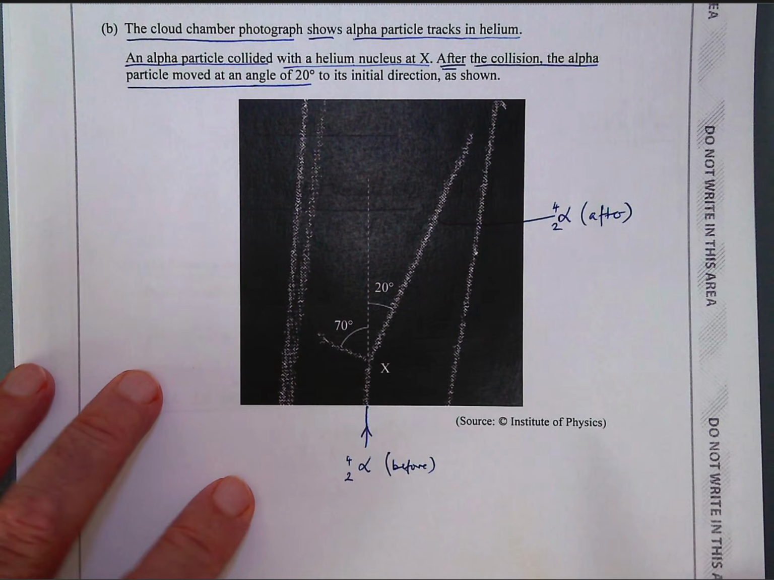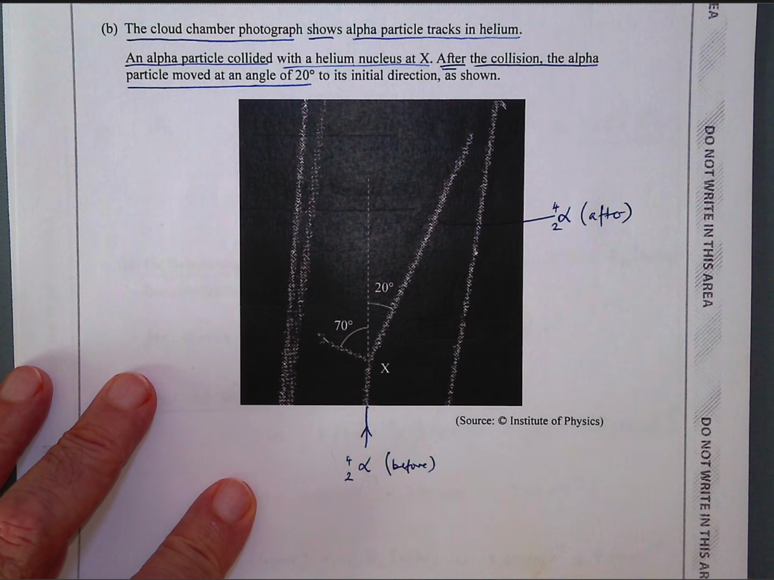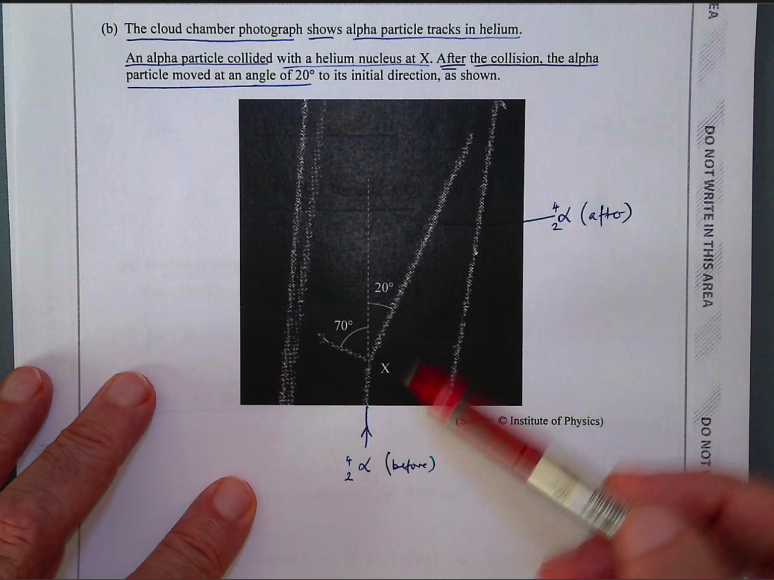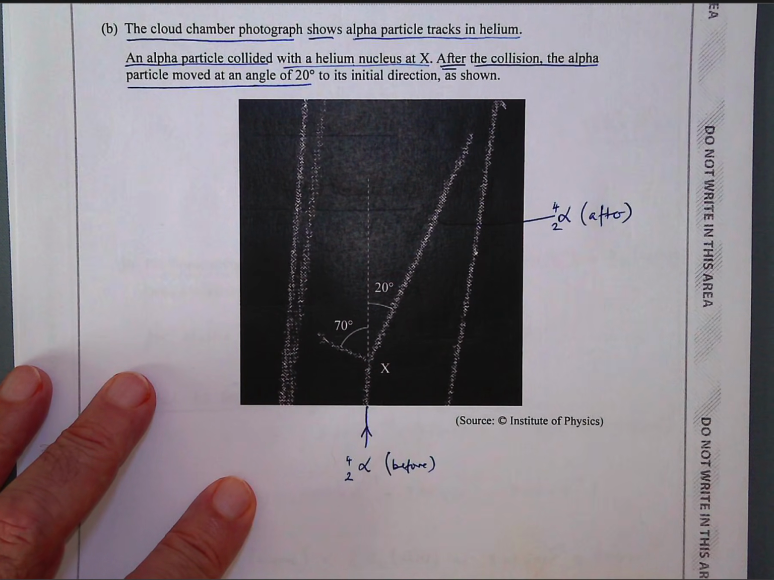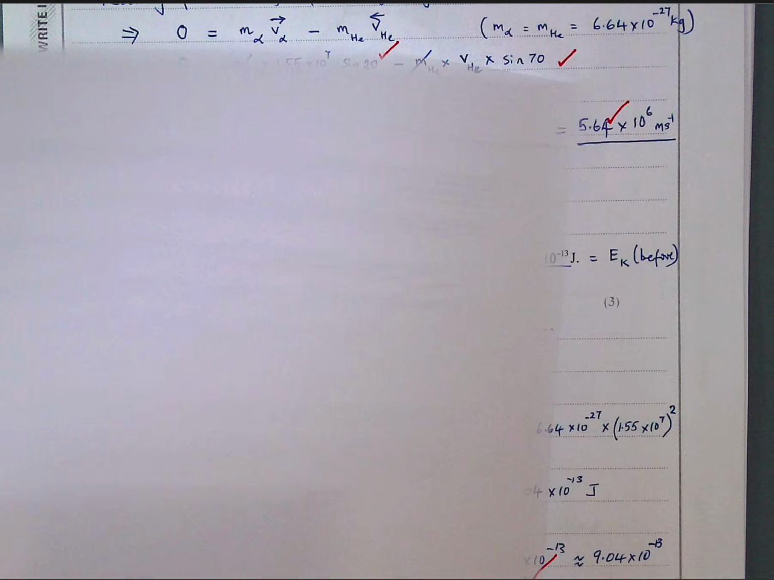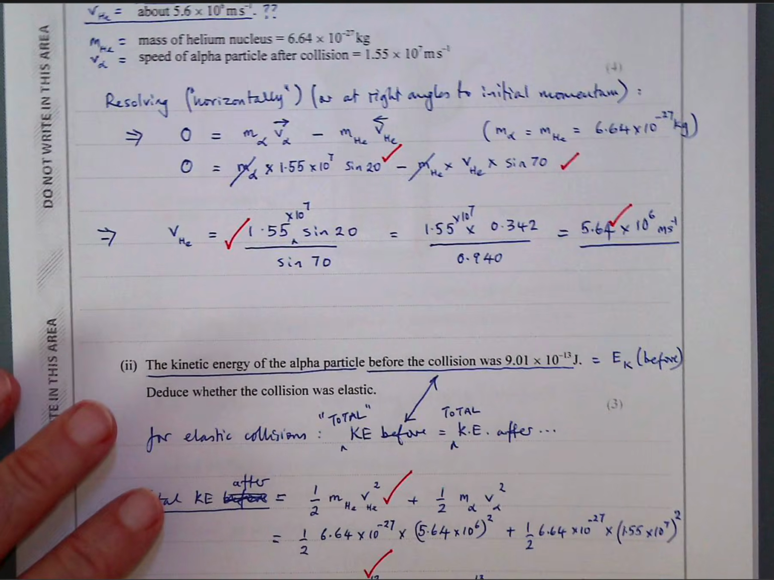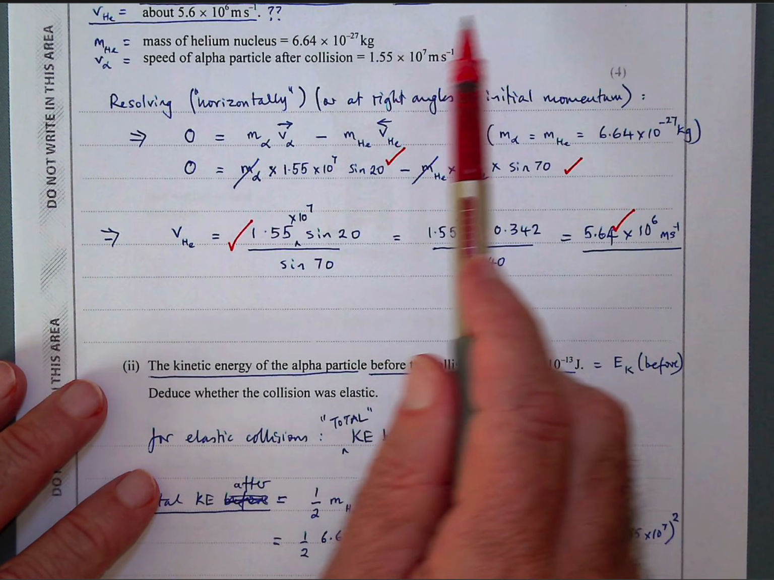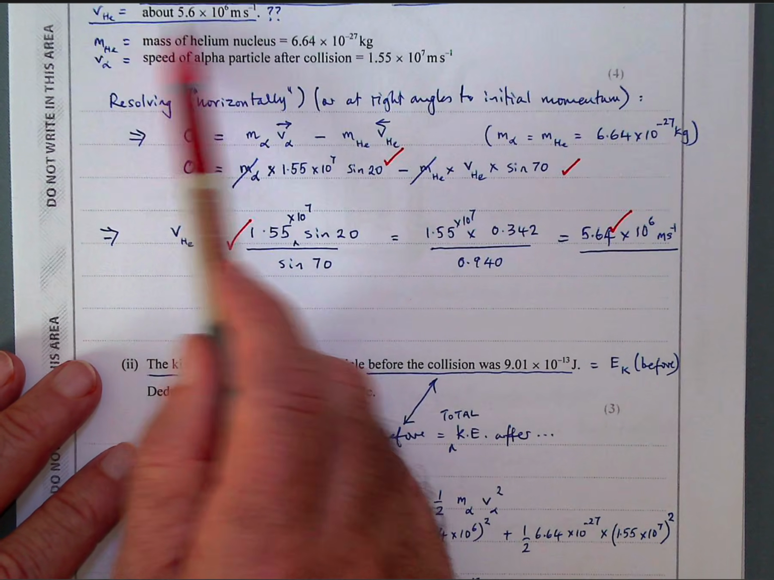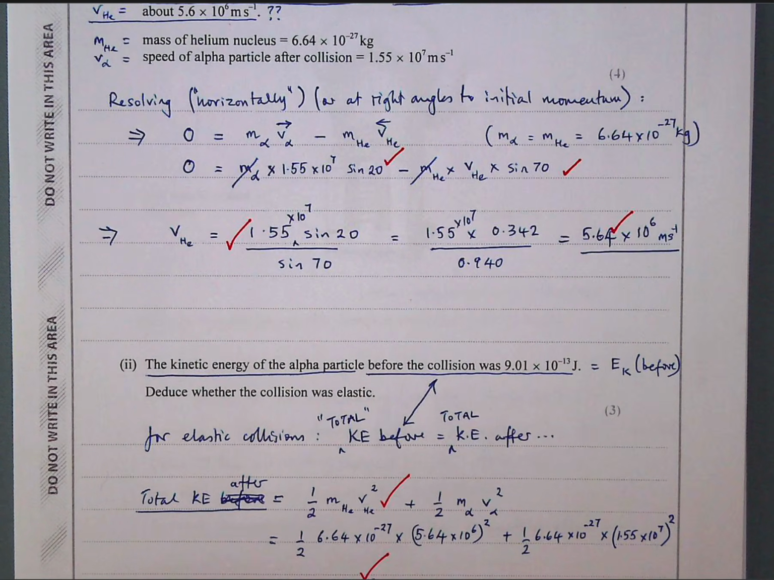They haven't said that. It says the alpha particle collided with the helium at x. After the collision, the alpha particle moves off at 20 degrees to the initial direction as shown. That means the other particle must have moved 70 degrees to the left. So this is a very easy way to solve the problem. They want you to show that the speed of the helium nucleus immediately after collision is about 5.6 times 10 to the 6. Sorry, still haven't got it all on the screen.